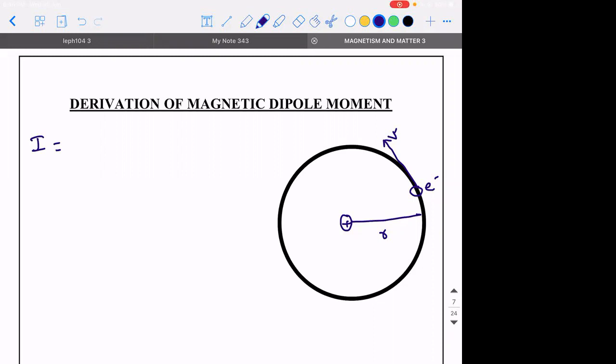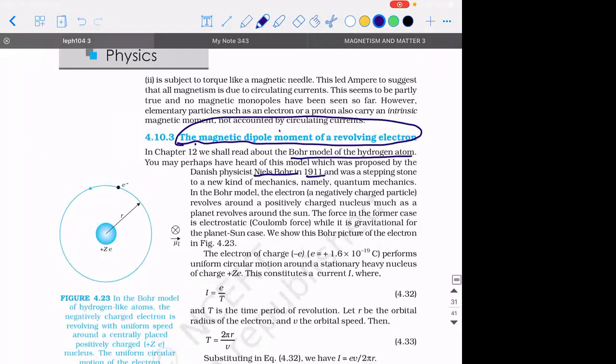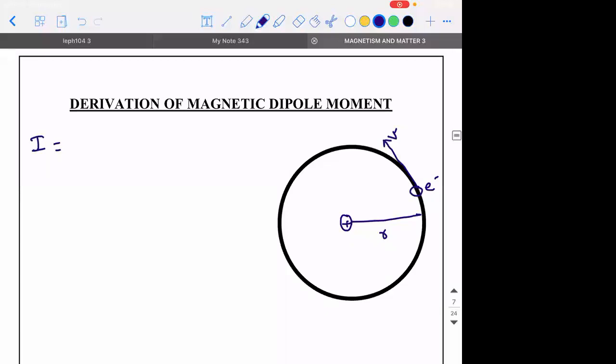So I'm going to derive, what is the topic we are going to see? We are going to derive the magnetic dipole moment of how many electrons? Of one revolving electron. So our concentration is going to be only on the current produced due to one electron. We are not concerned about other parameters. Let's see how to do it. Can you guys tell me?